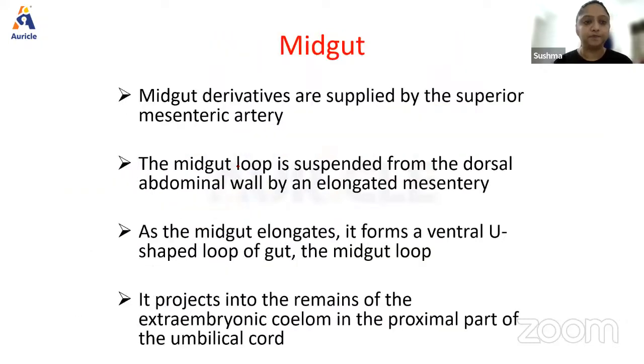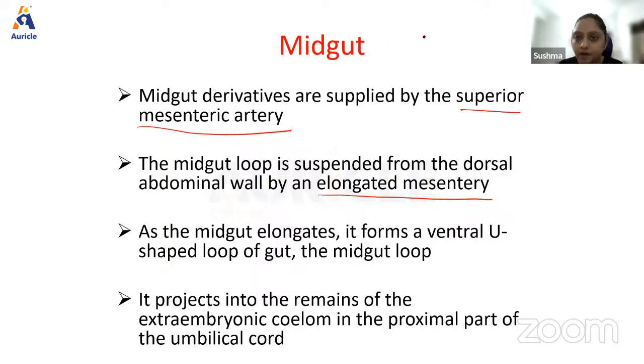Okay. Yes. Now, what are the derivatives of the midgut? All of the midgut derivatives are supplied by the superior mesenteric artery. Now, the midgut loop is actually suspended from the dorsal abdominal wall by an elongated mesentery. In yesterday's class, what did we learn, guys? Mesentery is something that attaches all the contents of the gut to the body wall.